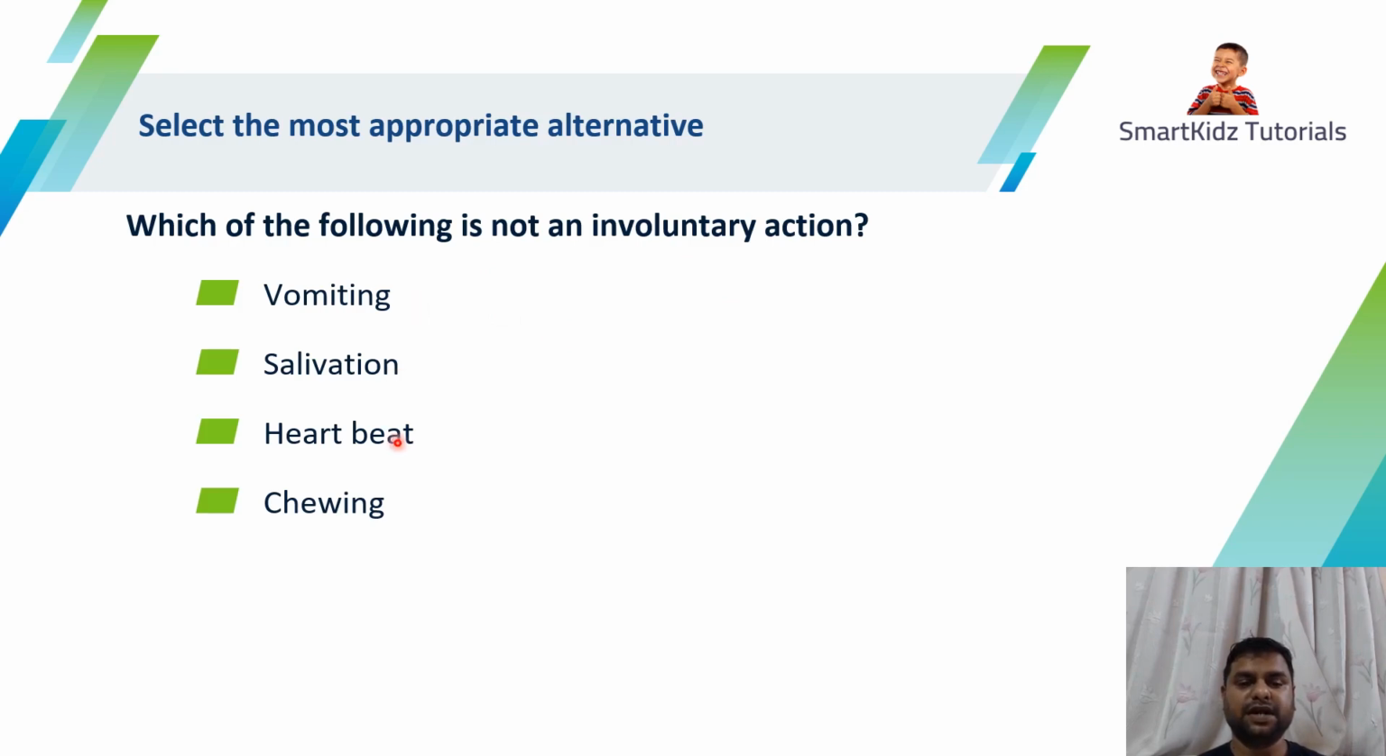Vomiting, salivation, heartbeat, chewing. Vomiting is not in our hands, neither is salivation or heartbeat. That leaves us with chewing, because whether to chew food or not depends on us. That's a voluntary action. The rest are involuntary. And we have been asked which of the following is not an involuntary action. So the correct choice would be chewing.